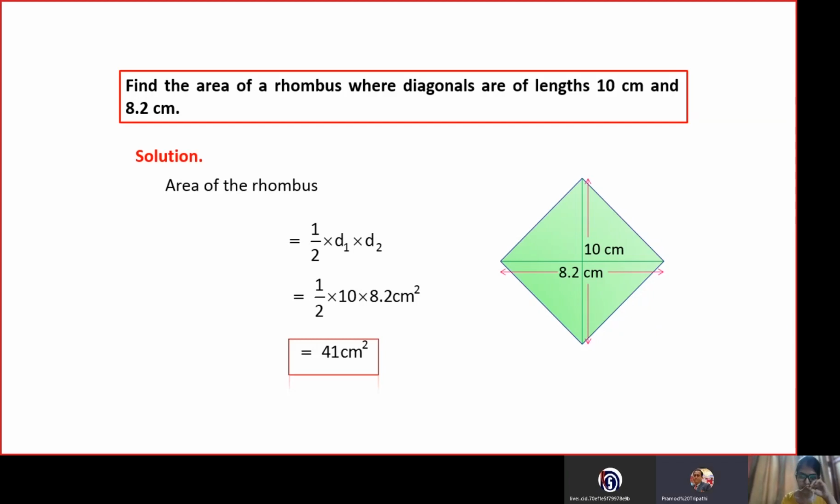One more question is coming, ma'am. He is Sachin from UP. He is asking, can you prove the area of an equilateral triangle?